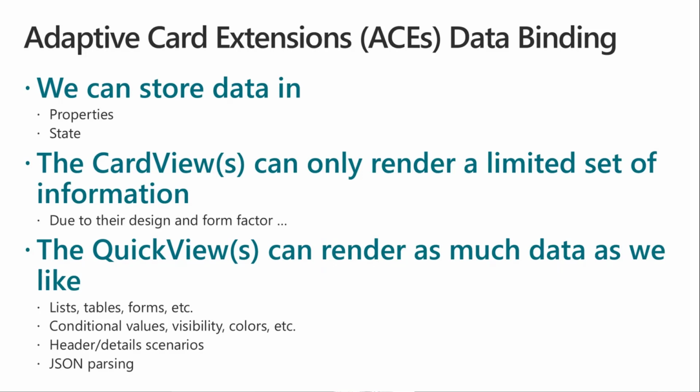And once we do that, we can then easily do data binding, either in the card views, but as you know, based on the previous episode we saw, in a card view you have a limited set of information that you can show due to the design and the form factor of those card views, which are just 3 options available. But when we think about quick views, in there we can do a lot of stuff.